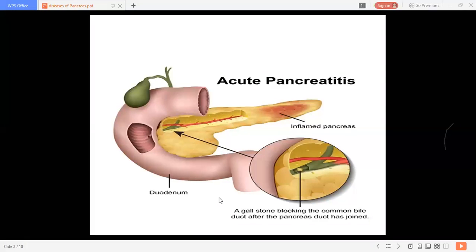Here, the main important part is pain in the abdomen. It may be associated with nausea and vomiting. Okay, those are the features. It is likely gastritis; you can misdiagnose it as gastritis.